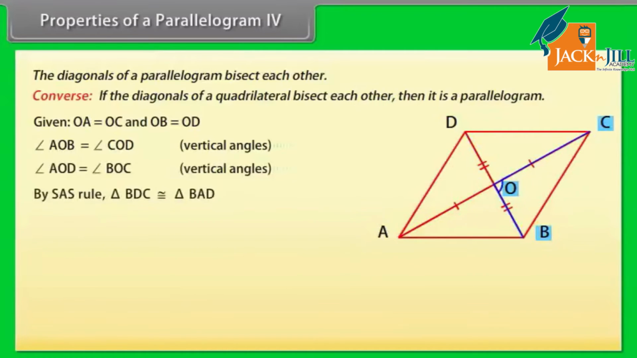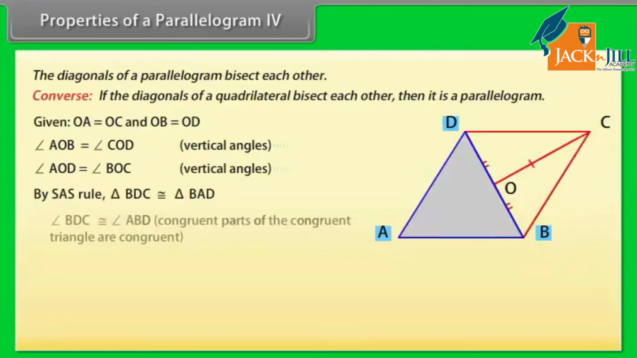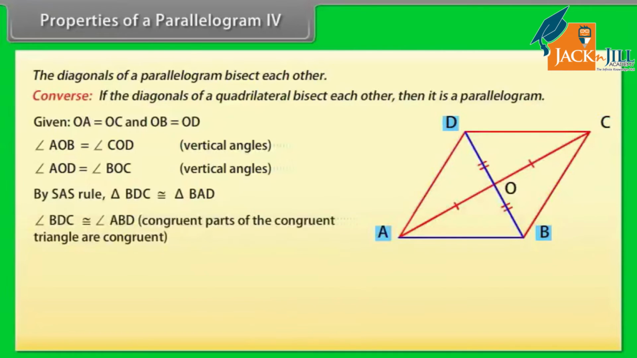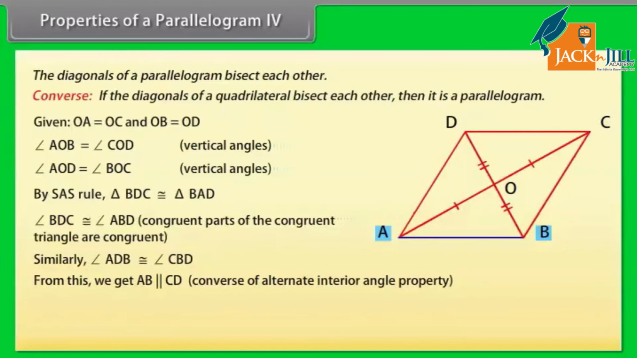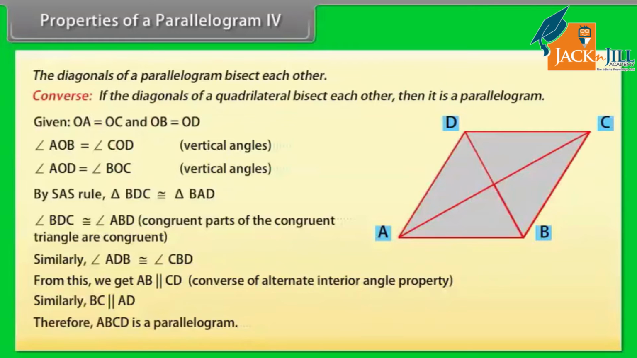So, by SAS rule, triangle BDC is congruent to triangle BAD. Therefore, angle BDC is congruent to angle ABD. Congruent parts of the congruent triangle are congruent. Similarly, angle ADB is congruent to angle CBD. From this we get AB is parallel to CD. Similarly, BC is parallel to AD, using converse of alternate interior angle property. Therefore, ABCD is a parallelogram.